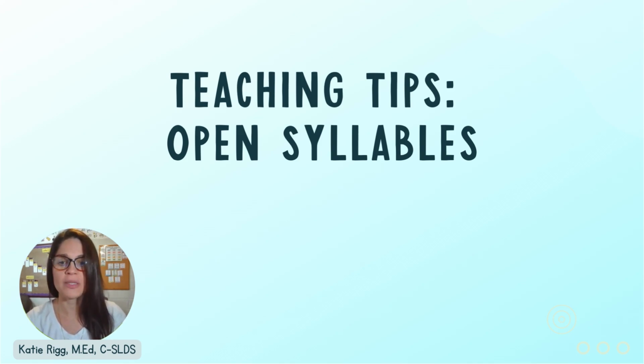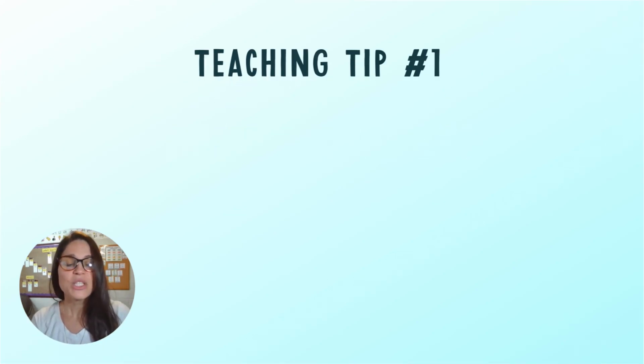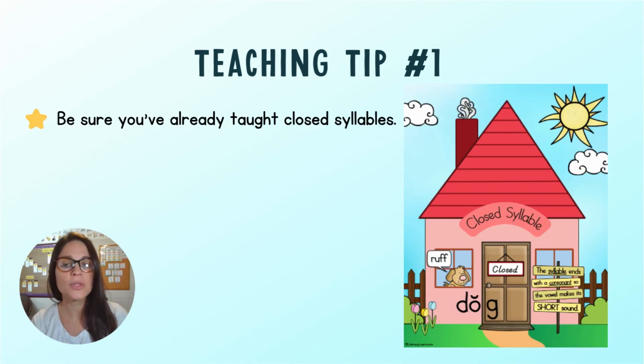For teaching tip number one, you have to make sure before you teach open syllables that you've already taught closed syllables. This is essential and foundational. Usually, according to most sequential scope and sequences, short vowels are taught before long vowels. Since open syllables include long vowels, we want to make sure that kids understand what closed syllables are and have mastered the concept of reading words with closed syllables.